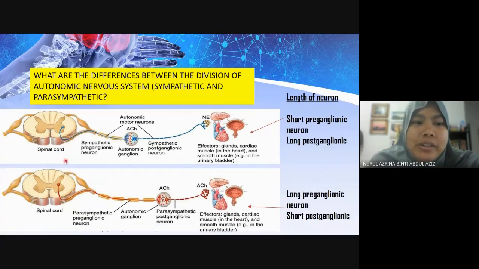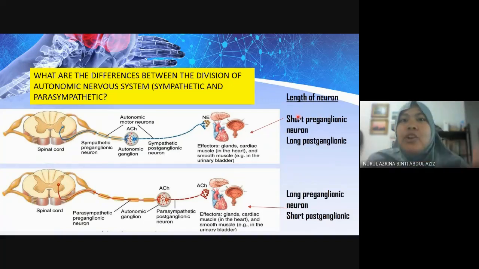Okay, tengok sini gambar ni. Dua-dua adalah autonomic nervous system. Kenapa? Because you can see two neurons at the efferent pathway. Nampak ni? Ni satu, ni dua. So what are the differences between sympathetic dengan parasympathetic? The first one here is the length of neuron.